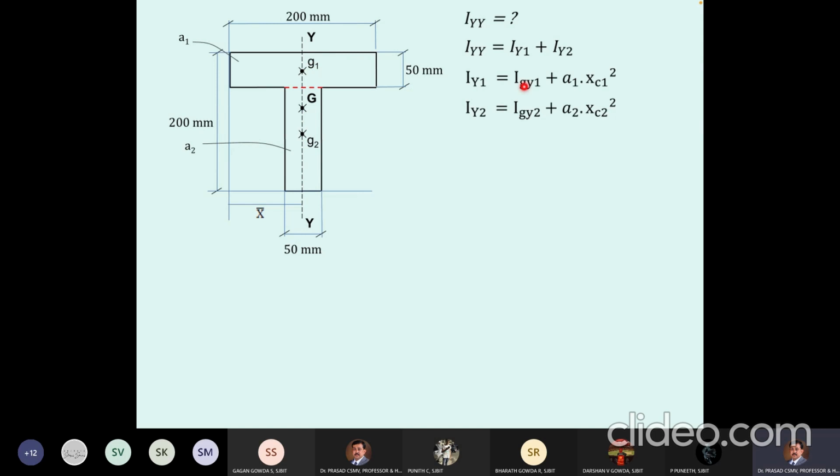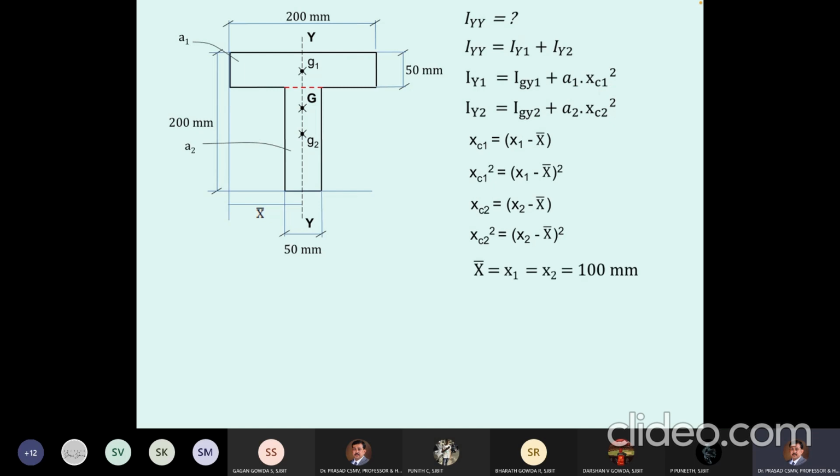So now what is the meaning of Igy1? It is moment of inertia of rectangle A1 about its vertical centroidal axis, which will be equal to plus A1 into xc1. If you go by xc1, it is nothing but, on the same line, x1 minus x bar. xc1 square is equal to what? x1 minus x bar whole square. Similarly, here for calculating Igy2, I need xc2. xc2 is x2 minus x bar, or xc2 square is nothing but x2 minus x bar whole square, is it not?